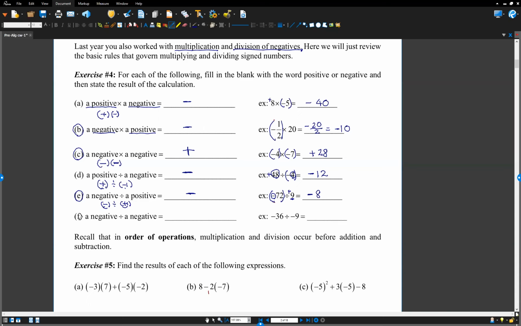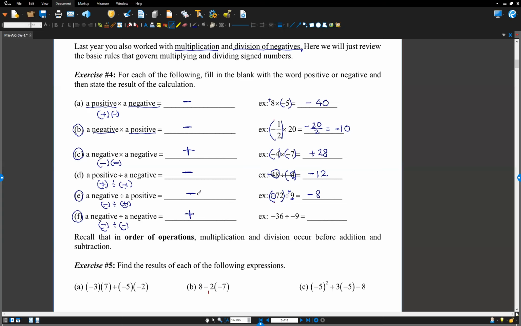Okay, Mike, can you try F over here? Negative divide negative, or same number, the result will be positive or negative? Mike, what do you think? I think it's gonna be positive. Yeah, same sign, always positive.